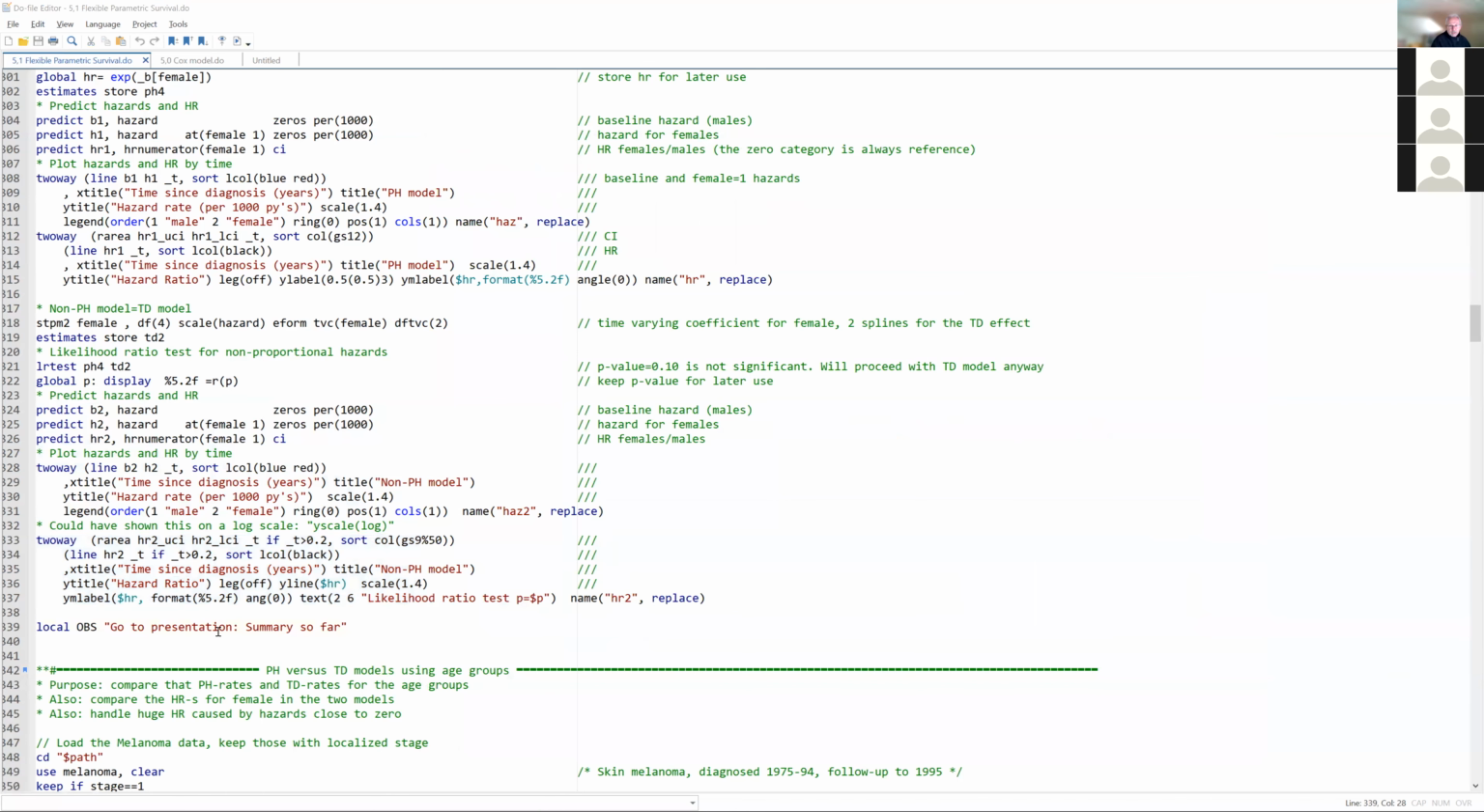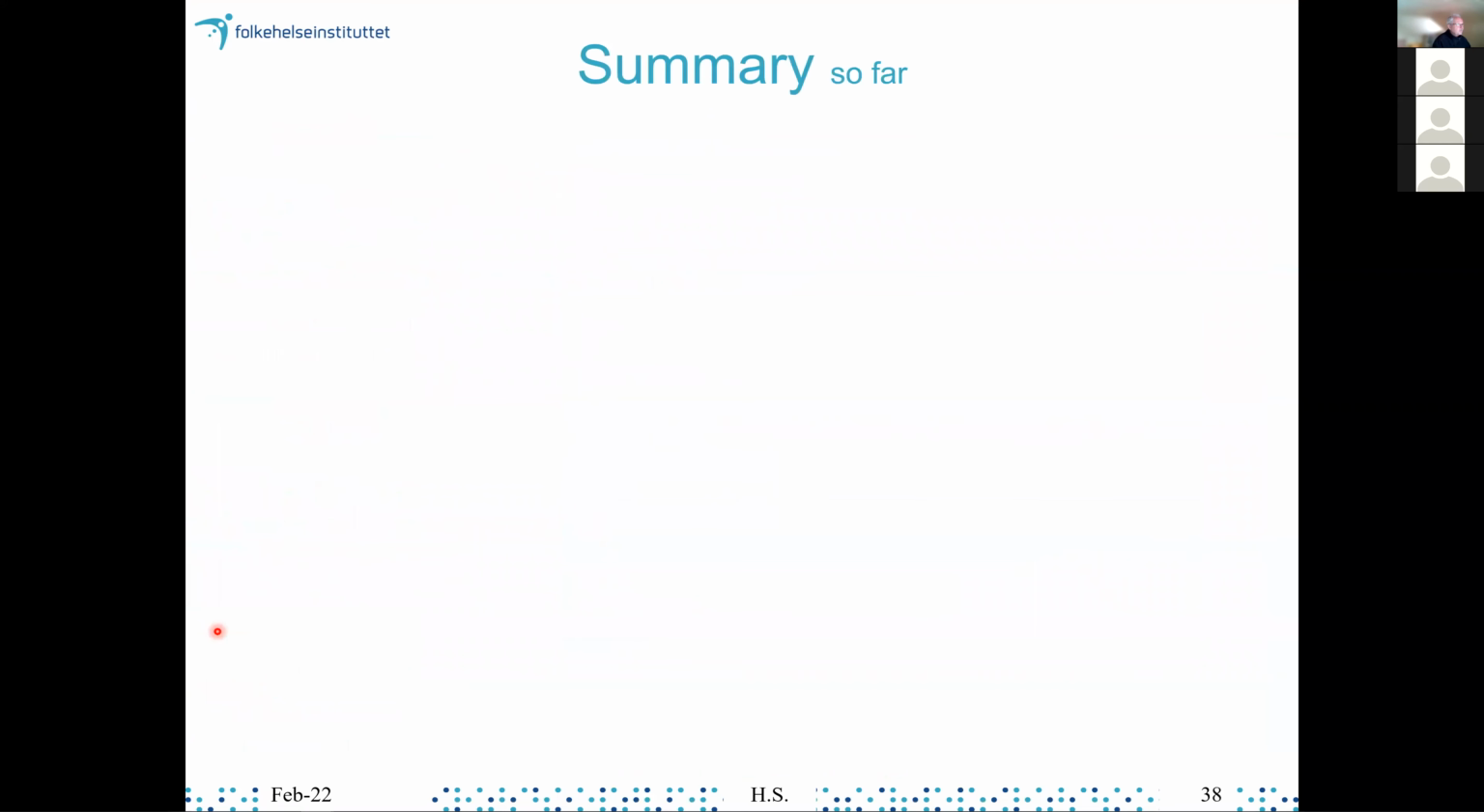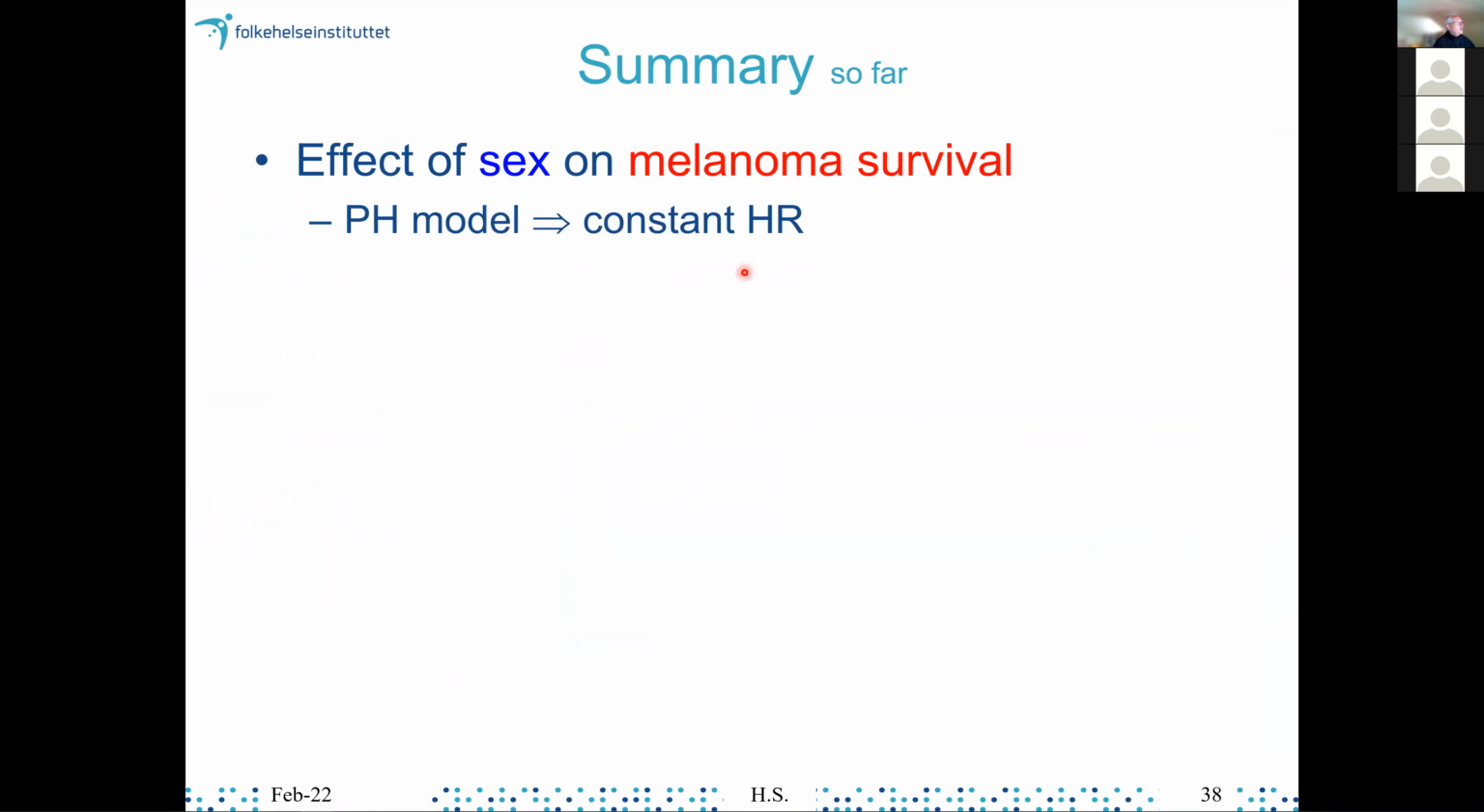So I'm just going back to summarize what we've done. So we have now looked at the effect of sex on melanoma survival. We showed that if you have a proportional hazards model, well, then that leads to a constant hazard ratio. I think I've said that lots of times during this talk. But if we allow for a non-proportional hazards model, that's a more relaxed model, if you like, then we get time-dependent hazard ratios.